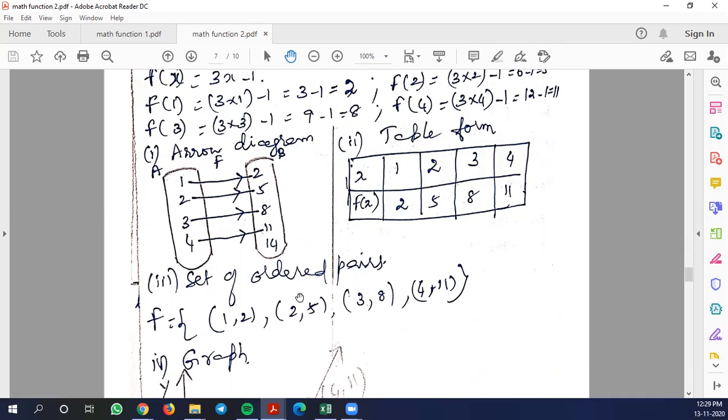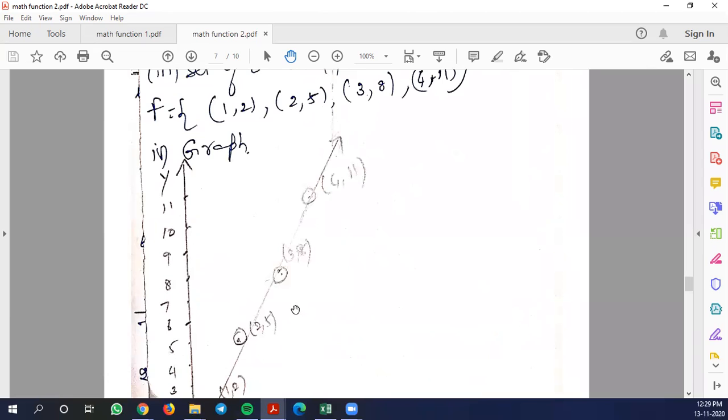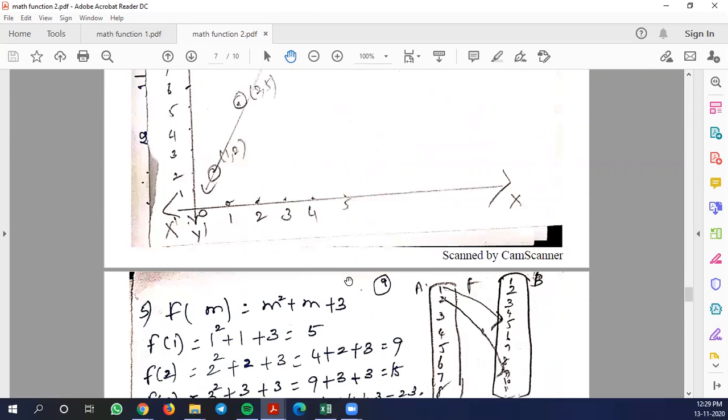Now the set of ordered pairs: f is equal to {(1, 2), (2, 5), (3, 8) and (4, 11)}. Now the graphical representation: 1, 2, 3, 4, 5, the same thing you have to draw. So what is (1, 2)? Like (2, 5), (3, 8), (4, 11) to be plotted.